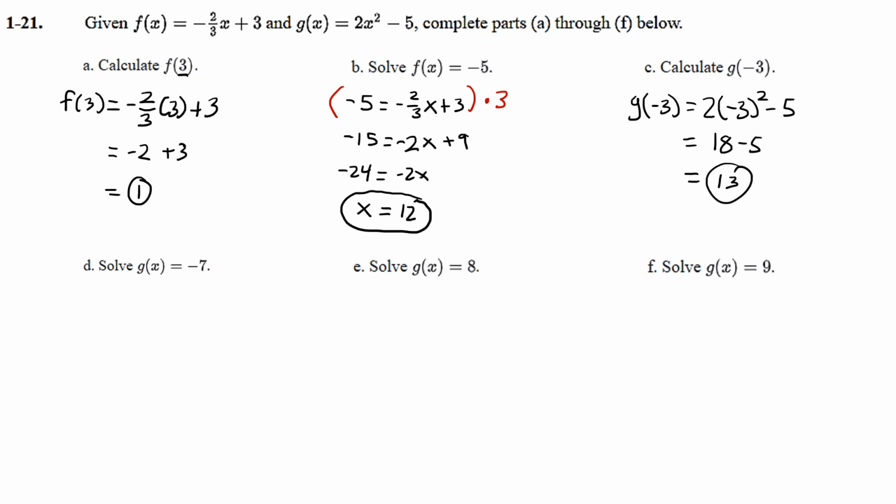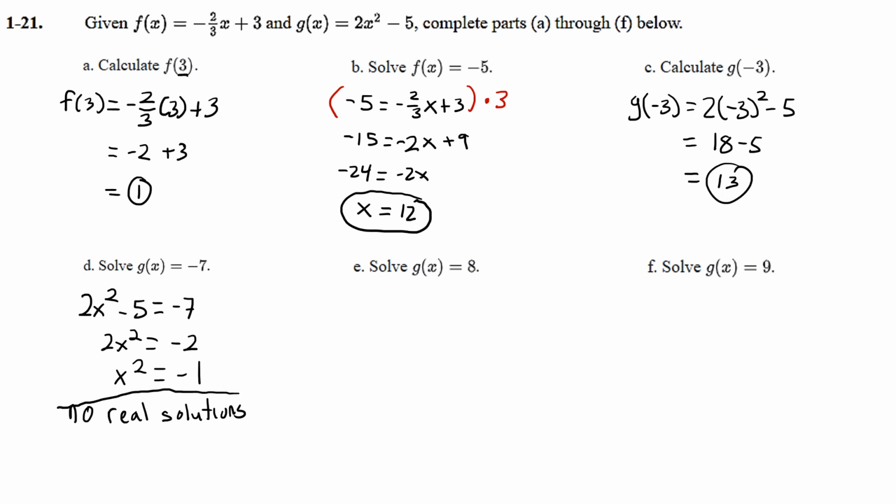Okay, now we'll go g of x equals negative 7. Same idea. Take what g of x is and let that equal negative 7. So we'll add 5, so we get negative 2. We'll divide by 2. Now here's a problem. x squared equals negative 1. But when you square a number, you only get a positive result. So this is not possible yet. Whenever x squared equals a negative number, we say there are, and this is important, no real solutions to this problem. There are solutions, they're just not a real number at this point.